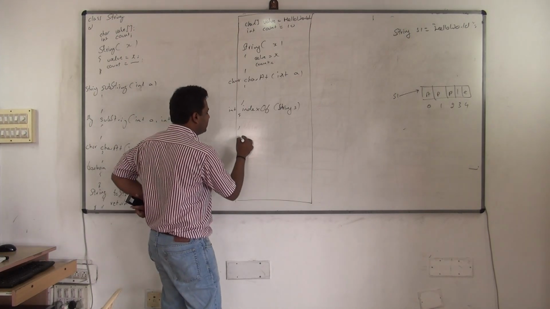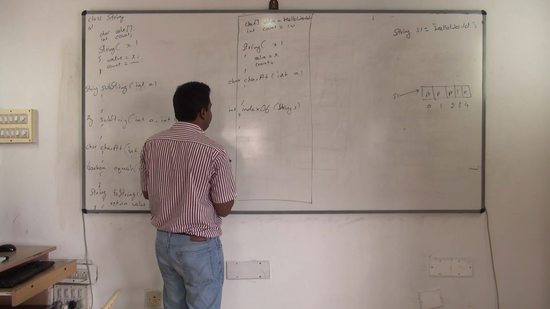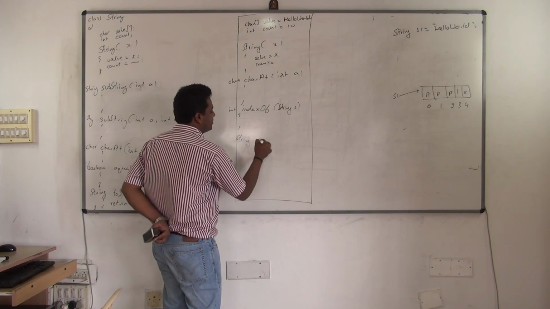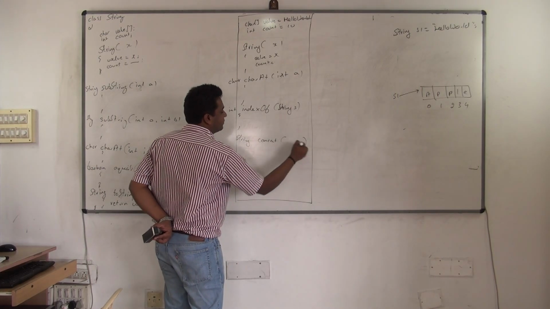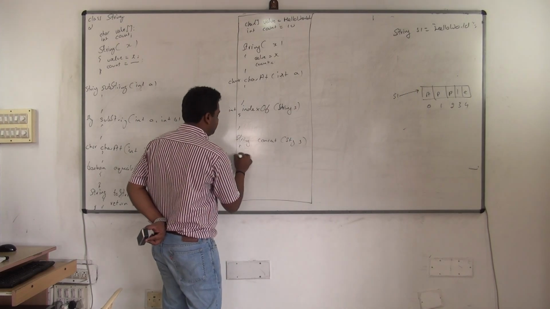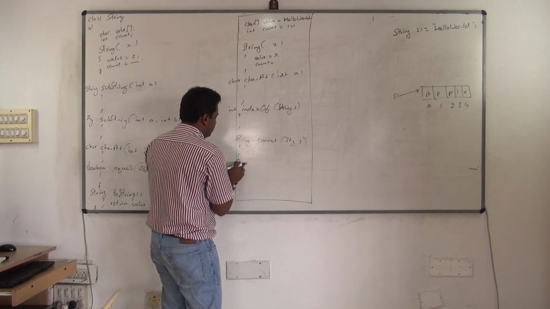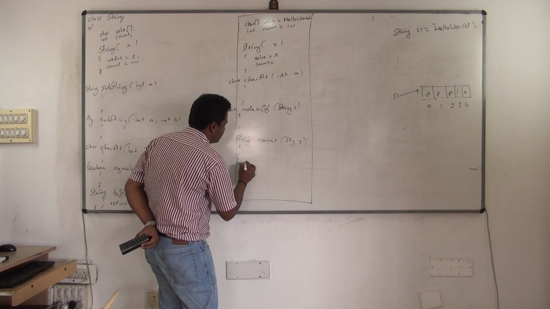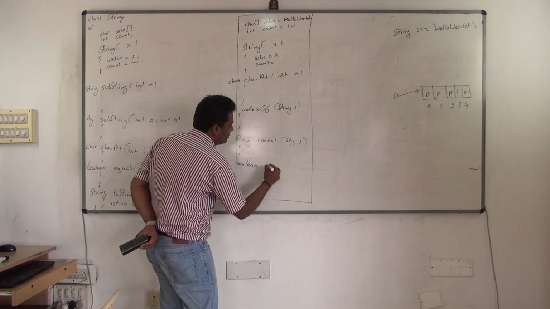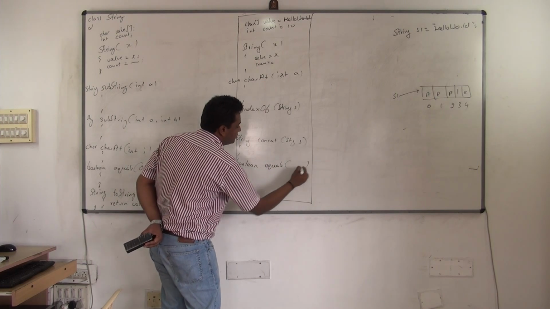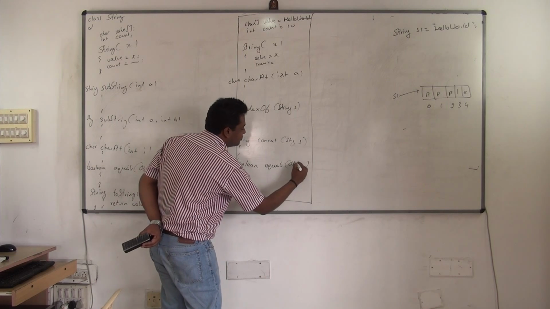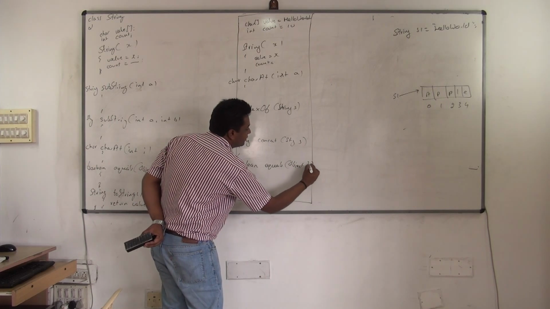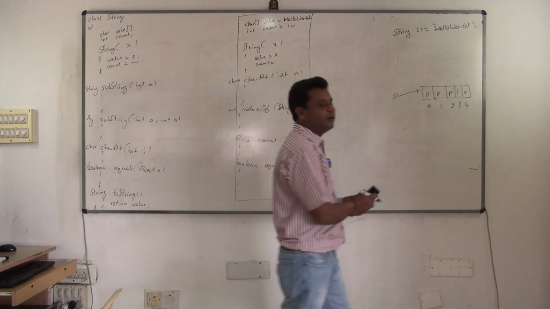Then you are having equals method. Then you are having concat method. So many methods are there. The list is endless. Concat, string s. Then equals, the return type is boolean. Equals, object. Like this, plenty of methods are there, man. So you are only going through the most important methods.